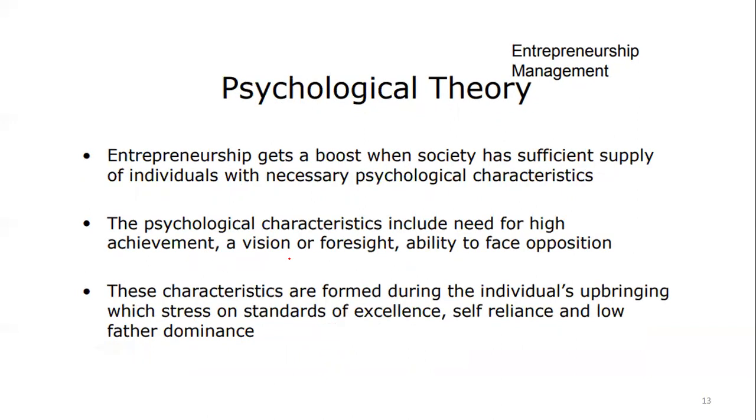Then we have psychological theory. Entrepreneurship gets a boost when society has a sufficient supply of individuals with the necessary psychological characteristics, for example high achievement, a vision, foresight, and the ability to face opposition. This is basically formed during the individual's upbringing, which stresses standards of excellence, professionalism, self-reliance, and low father dominance. These are the attributes of the psychology.